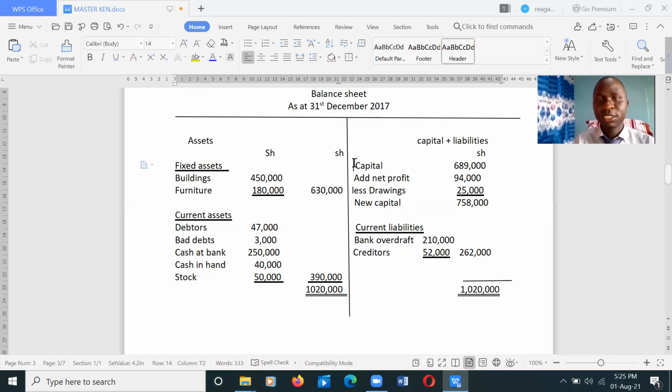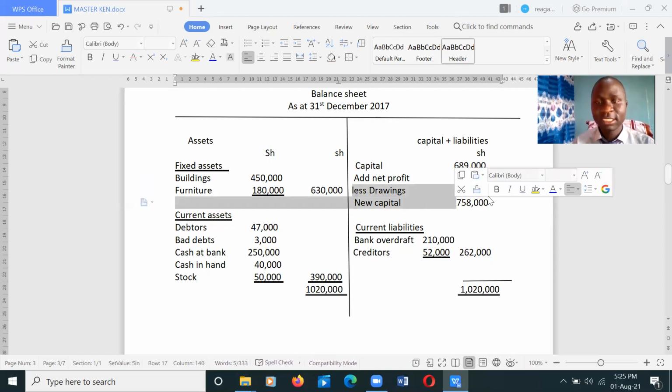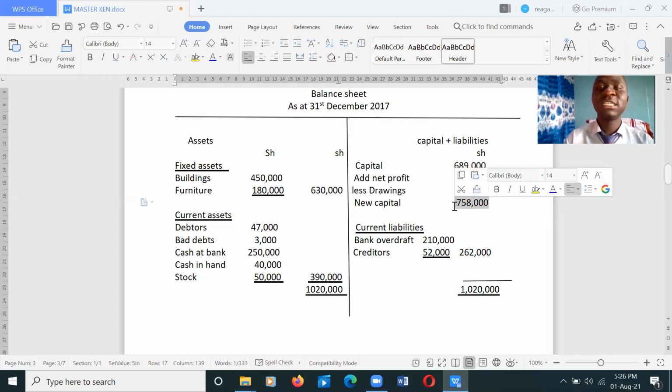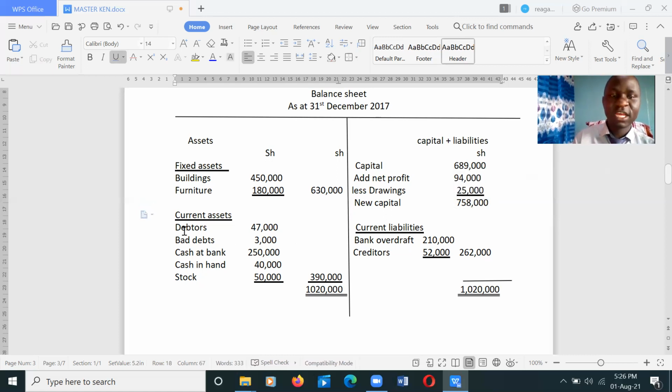So capital is 689,000. What are we going to do with this capital? We add net profit, and then we less drawings. Remember our drawings is 25,000 here. So it is 689,000 plus 94,000, which is the net profit that we got from the trading profit and loss account. And then we less 25,000, and we get what you call the new capital. After doing that, we get 758,000.